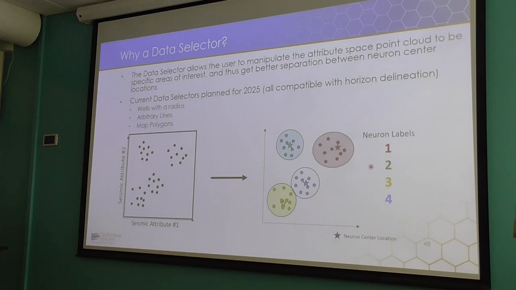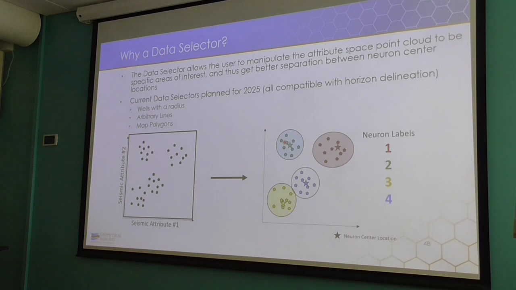Another one is I want to train on an arbitrary line, or train on an arbitrary line with a selected radius. So it kind of looks like a fat worm or snake looking in 3D. So this is a way for you to manipulate the point cloud that you use to train your self-organizing map. And that's going to set the neuron center locations for when you then go to classify on the rest of the survey. Right?